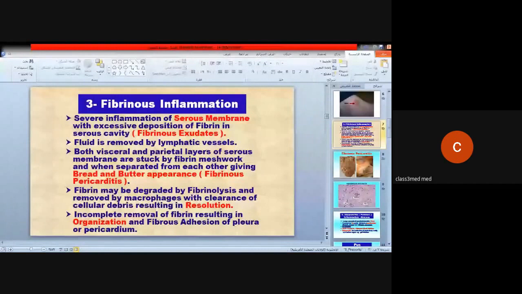And when we separate them from each other, it gives the appearance of bread and butter, as in cases of fibrinous pericarditis. It resembles someone spreading butter on bread. So this is a feature of fibrinous inflammation, bread and butter appearance, as we've seen in fibrinous pericarditis.